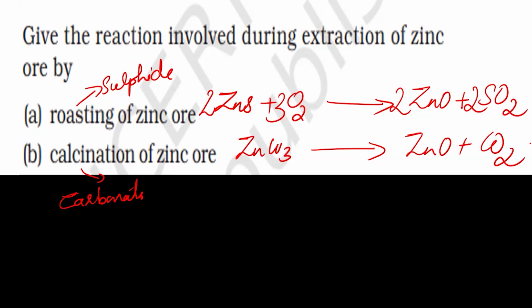Okay, so roasting and calcination are both processes where the ore is converted to the respective oxides. In the case of roasting, heating takes place in the presence of excess air. But in the case of calcination, heating is done strongly in the absence of air. And in the case of roasting, you are getting SO2, and in the case of calcination, you are getting carbon dioxide as the gas.